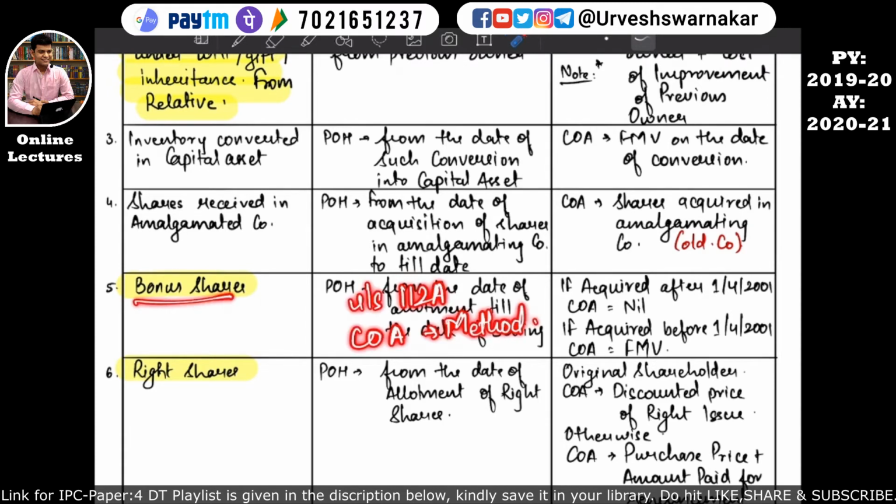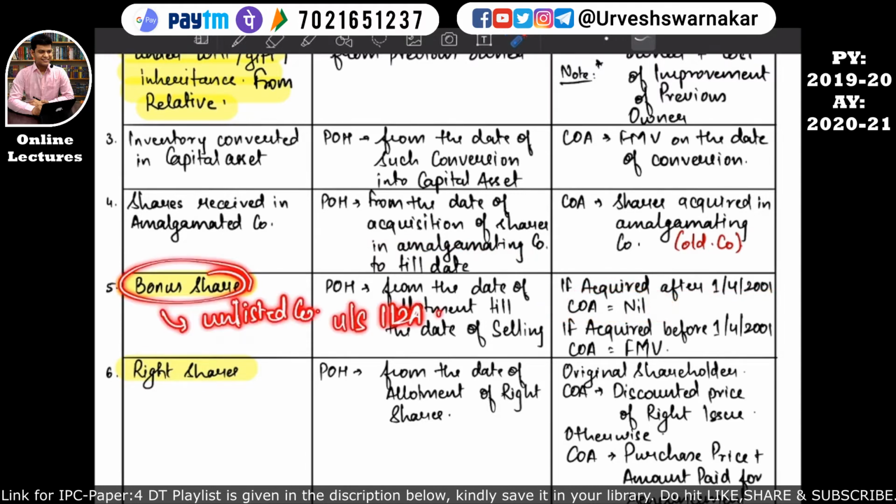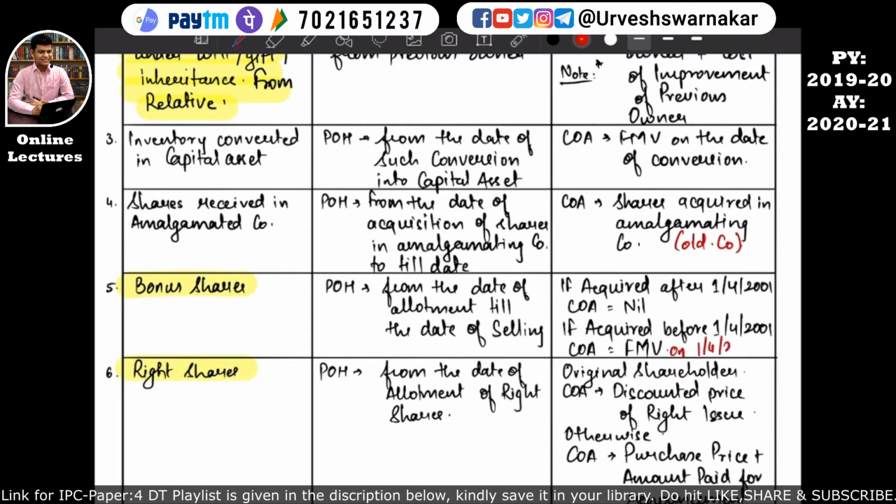Okay, but if this bonus share is of an unlisted company, and these bonus shares are given to the assessee after 1st April 2001, then the cost of acquisition of such bonus share will be nil. But if the bonus shares are given by a listed company before 1st April 2001, then the cost of acquisition will be fair market value on 1st April 2001, and we have to find out the cost of acquisition as per 112A also, so we will follow that method also.